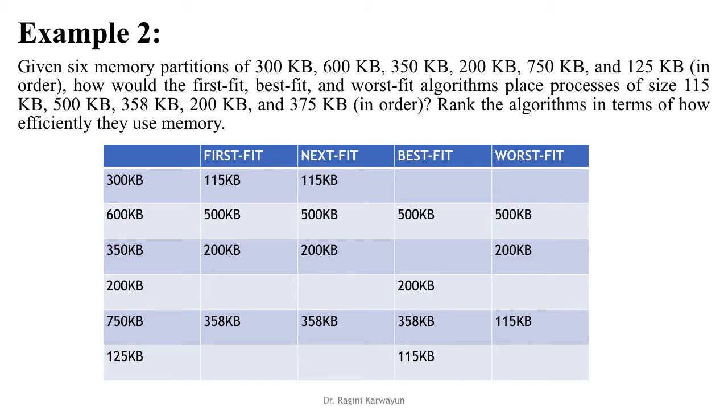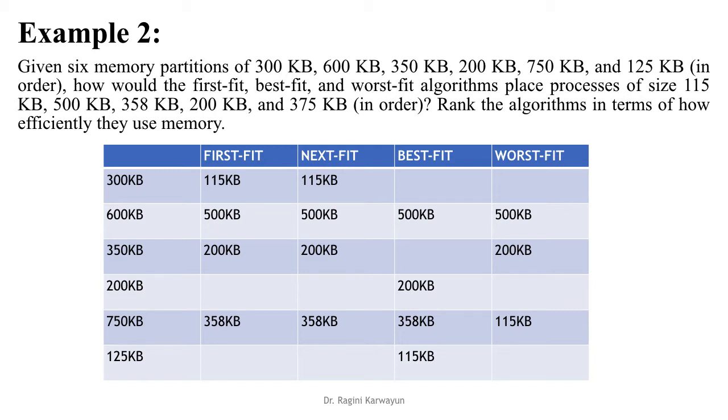So start with 115. For 115, the first hole that it searches is 300 kb. 300 kb is big enough to hold 115, so 300 will be allocated to 115. Next, 500. Then you start again. 300 is occupied, the next free hole is 600 kb, so the 500 kb process will be allocated this partition.